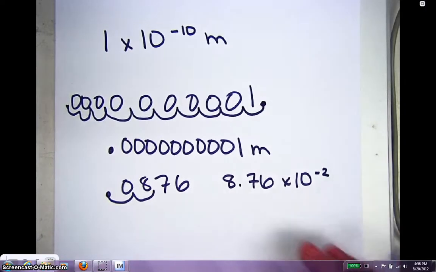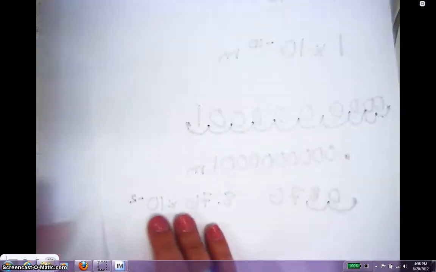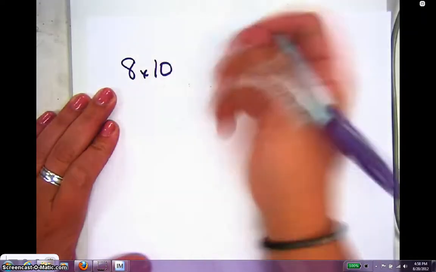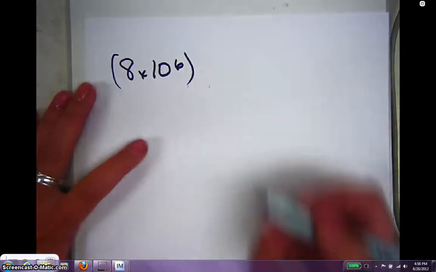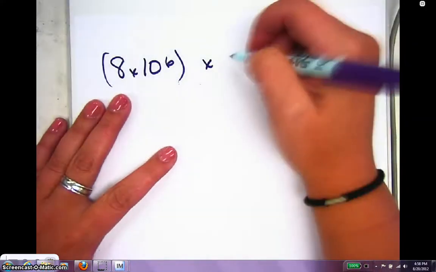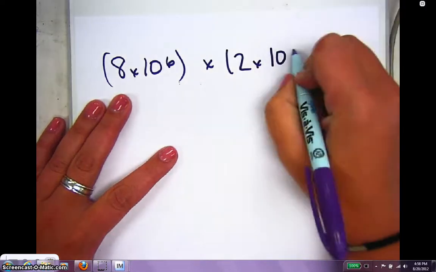Okay. Now, we're going to be using scientific notation a lot, and we're going to have to be able to plug it into our calculators and multiply and divide in scientific notation. So I'm just going to show you how to properly do that on your calculator. Okay? So let's say we have two numbers. We have 8 times 10 to the 6th. And I want to multiply that number, I'm going to put it in parentheses, by, let's say, 2 times 10 to the 8th.